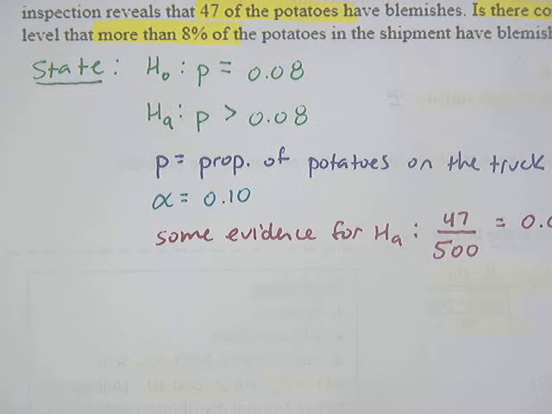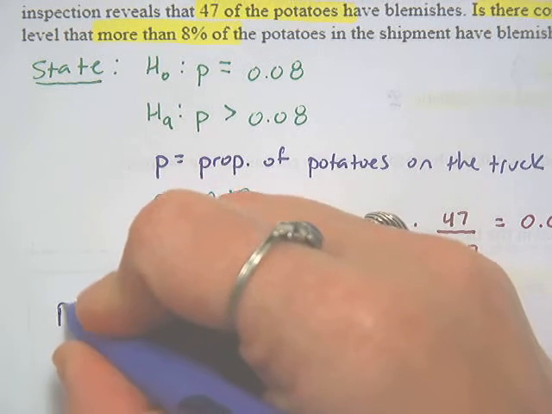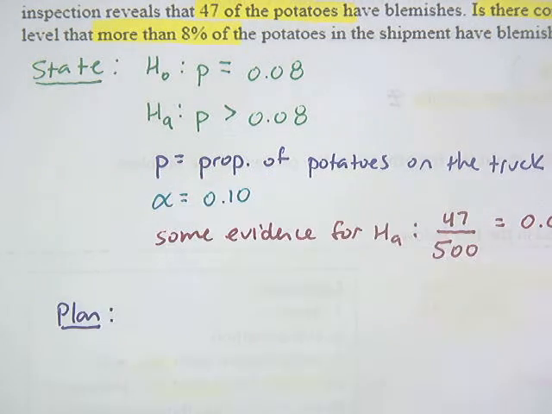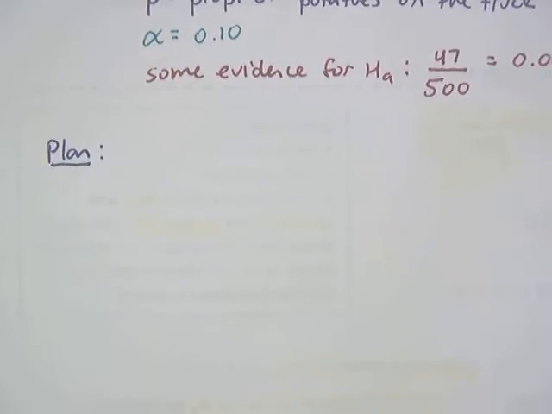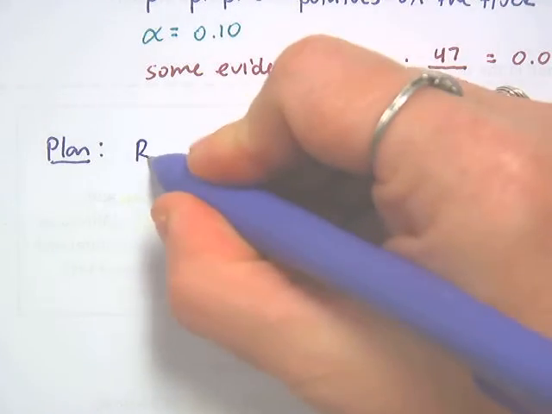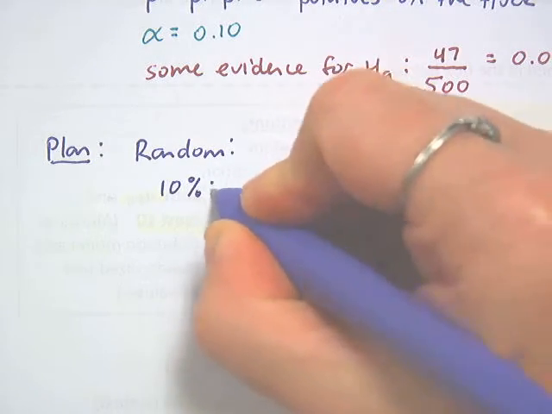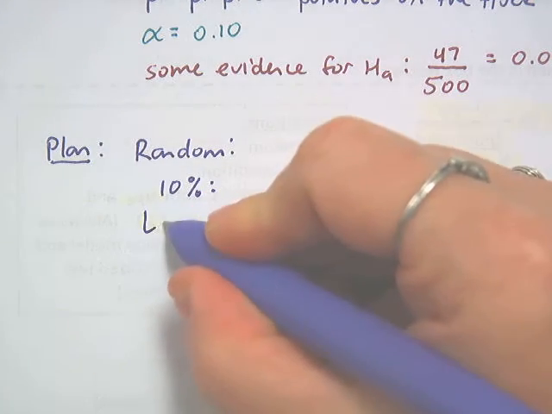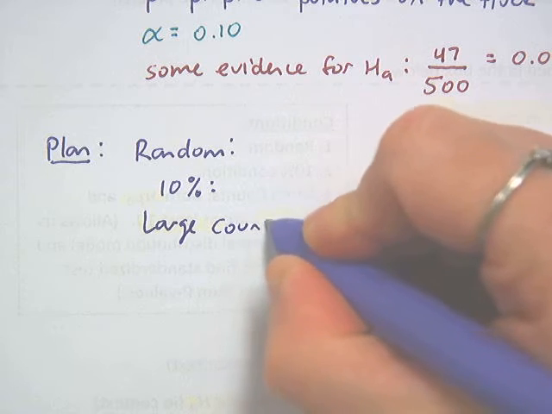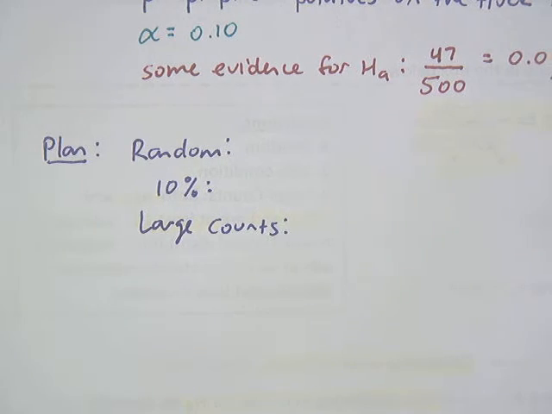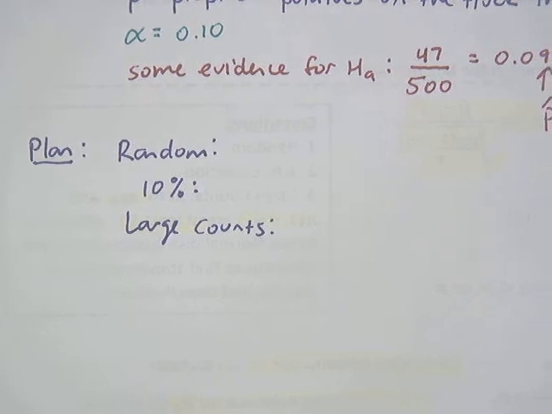Now we're going to do the plan step, which is checking to make sure conditions have been met. Those conditions are the random sample condition, the 10% condition, and the large counts condition. These are the same exact steps we're going to see in 9.5. Just a little bit different math stuff.